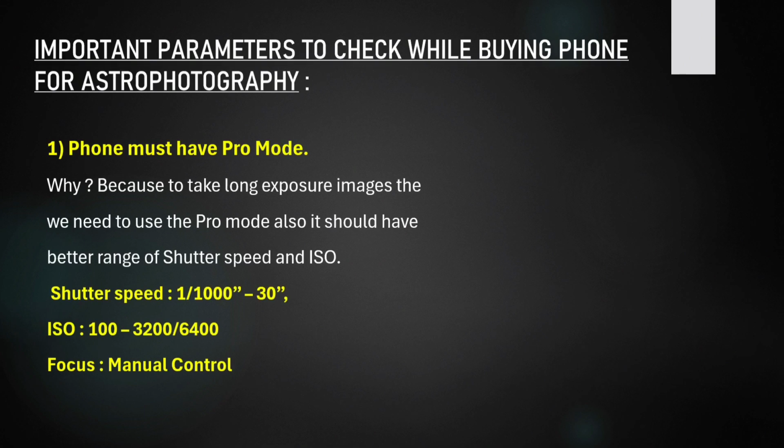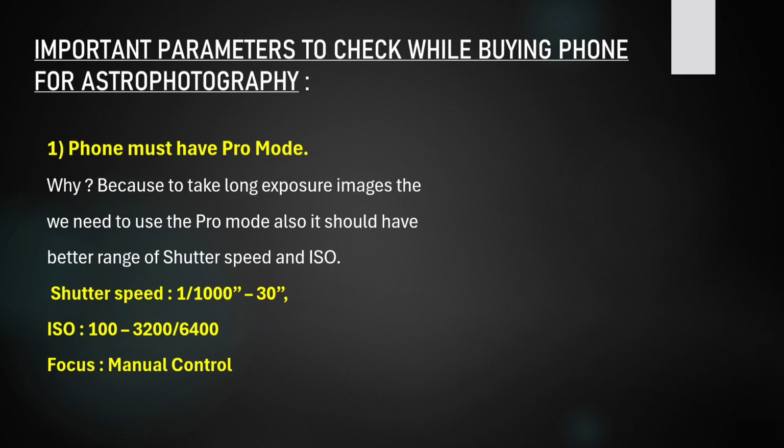So the first parameter is that the phone must have a pro mode. Why? Because we need to take long exposure images. Okay, see, night mode and pro mode are different. Night mode is not going to be used while taking long exposure images. Night mode actually gives you bright or enhanced images in the night, while pro mode is used to capture long exposure images, let's say 1 second, 5 seconds, 10 seconds, 15, 20, 25, 30, and so on. So pro mode is a must. Without pro mode we will not be able to get long exposure images.